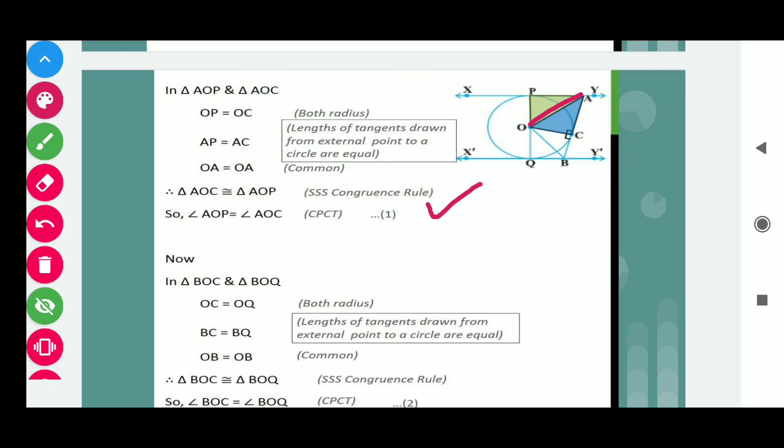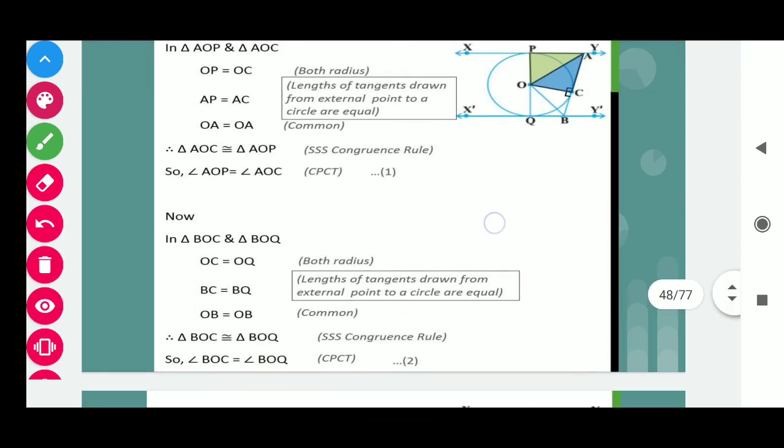So students, in this way we get angle AOP is equal to angle AOC. We have proved these equal here. Now students, similarly in triangle BOC and triangle BOQ, we again prove these two triangles are congruent.